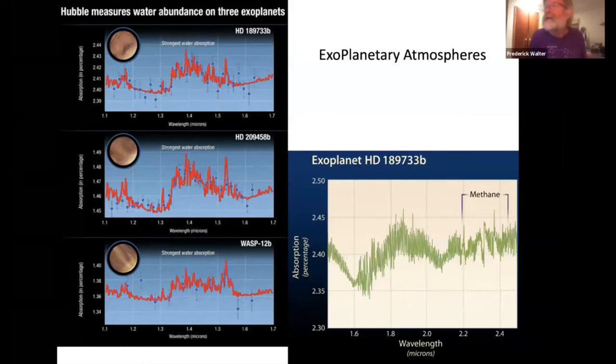You cannot see water in other planets from the ground because there's water vapor in our atmosphere. You have to get above the ground to see this. And on the right, there's methane in the atmosphere of this star. There was probably methane in the atmosphere of the Earth very early on.